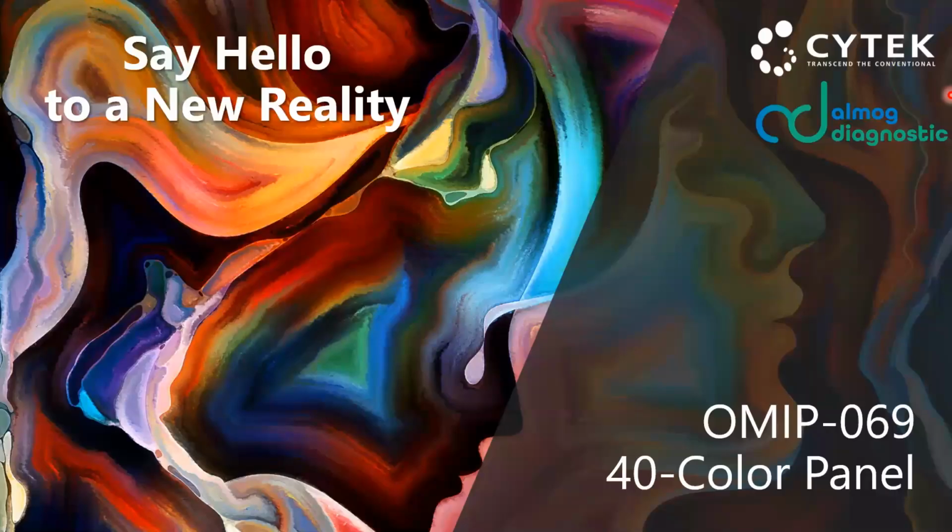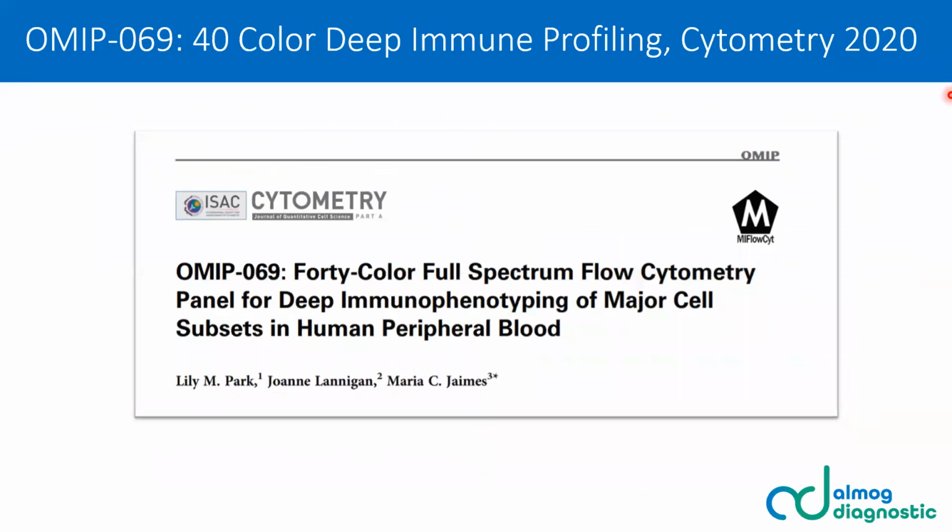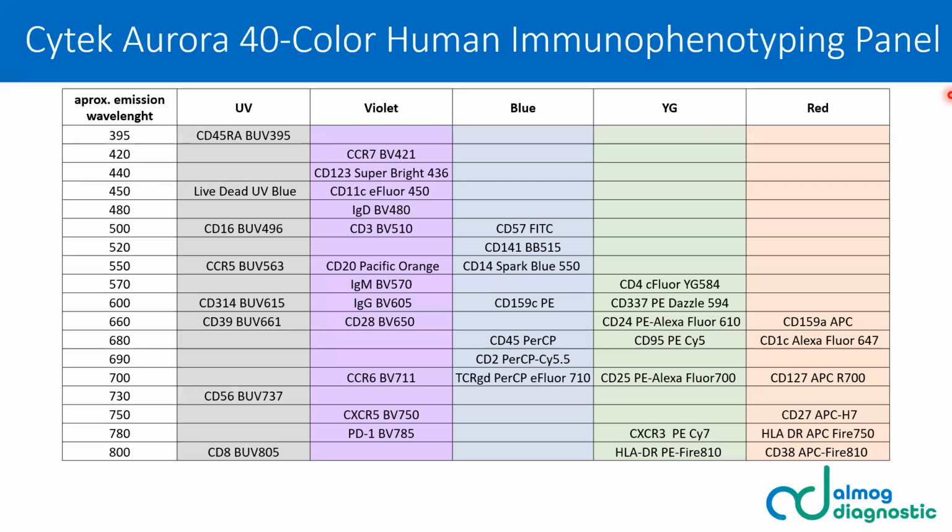So this brings us towards the end of our presentation. I would like to show the new OMIP 69 that was published recently in Cytometry Part A. OMIP is an optimized multicolor immunofluorescence panel. It is a special review publication that reports on newly designed and optimized multicolor panels for flow. Cytek have recently published this review summarizing a 40-color panel for deep immunophenotyping of major cell subsets in human peripheral blood. So let's look at the panel that they have designed.